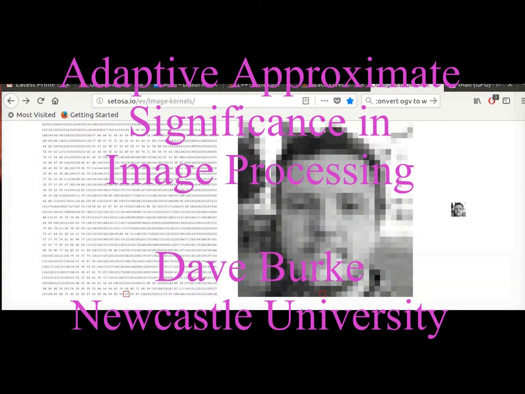In order to understand what adaptive approximate significance in image processing can achieve, it's essential to understand how image processing is currently performed. I'm going to use this Cetosa.io site to explain this, and I'd recommend anyone to visit the site for further experimentation. This image shows a small area of a larger image, with the grayscale matrix on the left, representing the pixels of the image in the center, and a smaller cutout image to the right.